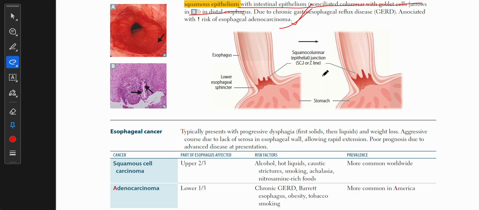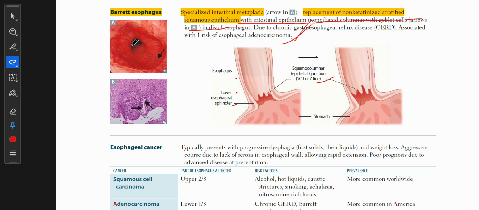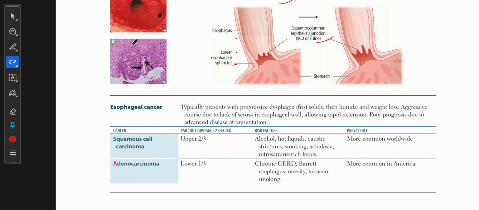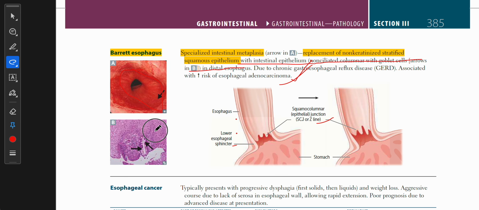Okay, so in the esophagus, there is lower esophageal sphincter contraction and the squamocolumnar junction, SCJ or Z line. So that is how we see it, right? This is a Barrett's esophagus case. A red velvety appearance is there, and there are also different types in Barrett's esophagus. Here you can see the distal esophagus histology, with replacement of non-keratinized stratified squamous epithelium.